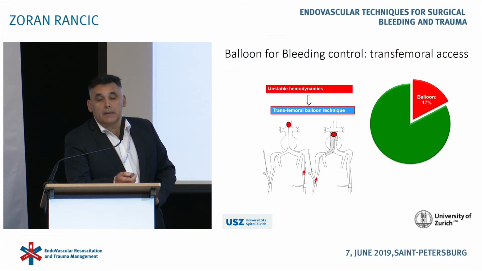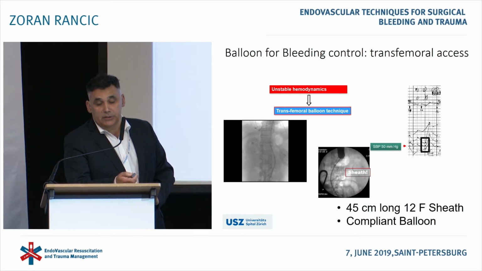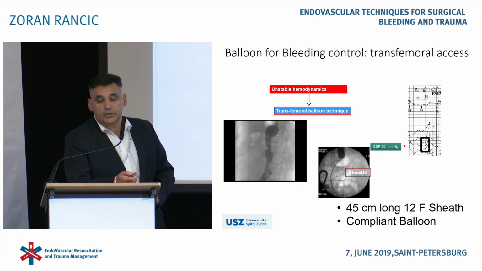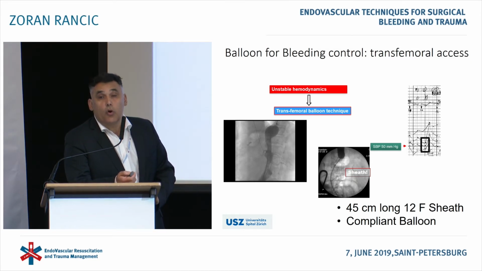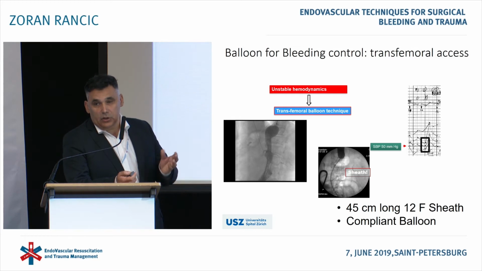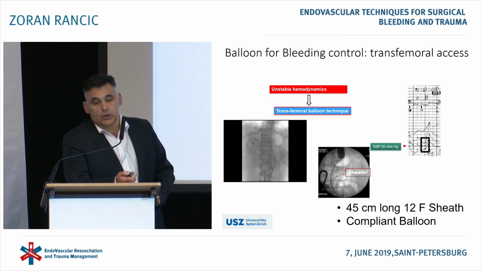We are making almost 90% transfemoral access. That means in unstable patients, we used REBOA in 70 patients. As you can see here, in different hospitals, different tools. We are always using a 45 centimeter long sheath, 12 French sheath, and we are always using a compliant balloon. It's always good to know how to use this.